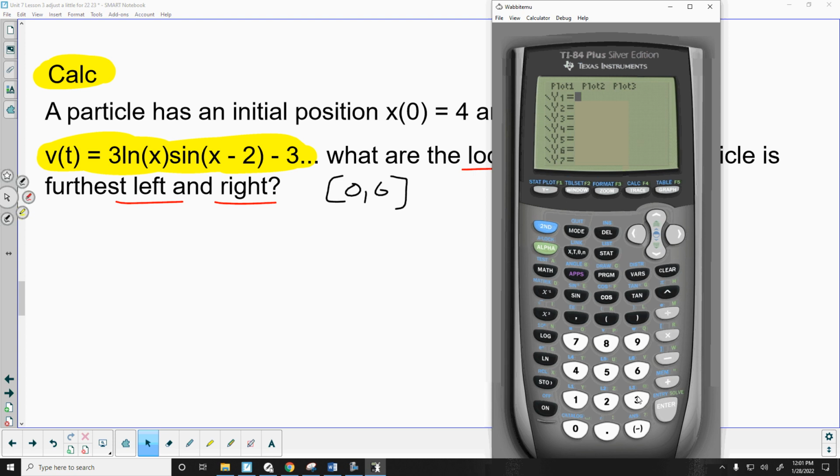Ready? 3 log x sine x minus 2 minus 3. I like to have y equals 0 graphed as well. 0 to 6. Let's see. I like that. I don't like that. We're going to go 1, 2, 3, 0 to 4. Changing my mind. 0 to 4. All right. That's better.